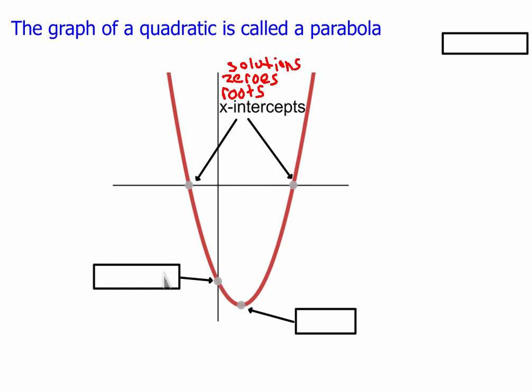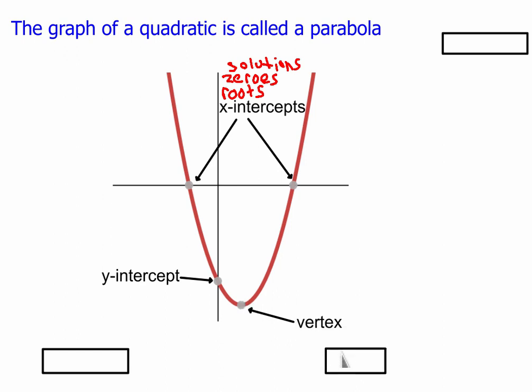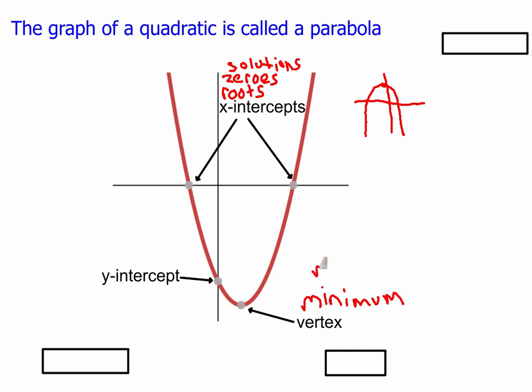This point down here where the graph crosses the y-axis is the y-intercept. And this low point down here is called the vertex. It's where the graph changes from decreasing to increasing, and for this graph, it's the lowest point. If I had a quadratic that opened downward, then the vertex would be the highest point. Another name you'll see for the vertex, in this case, is the minimum, because it's the lowest point. If it was the highest point, it could also be called the maximum.